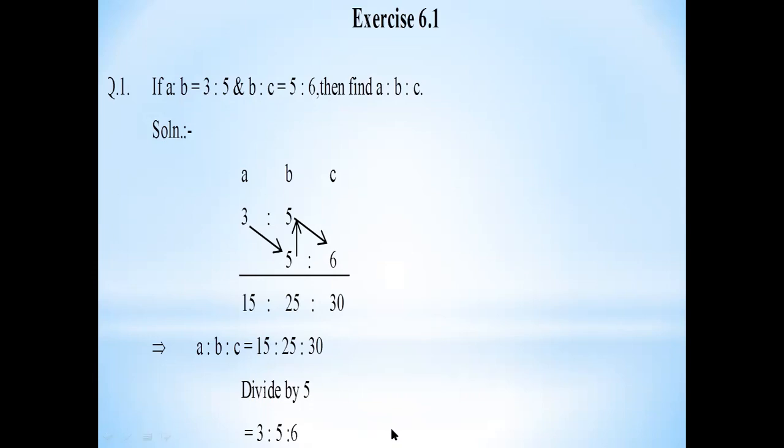Okay, so before going to start 6.1, you should know what a continued ratio is. You know that this is the symbol of ratio. You already did it in class 6. Continued ratio means in one order. If A ratio B is 3:5, B ratio C. Look, again it starts from B, then find A, B, C.